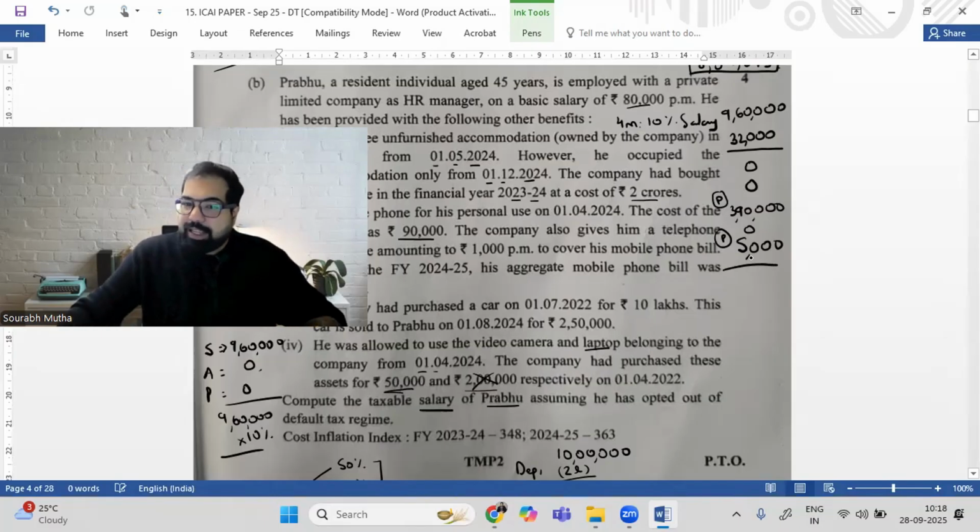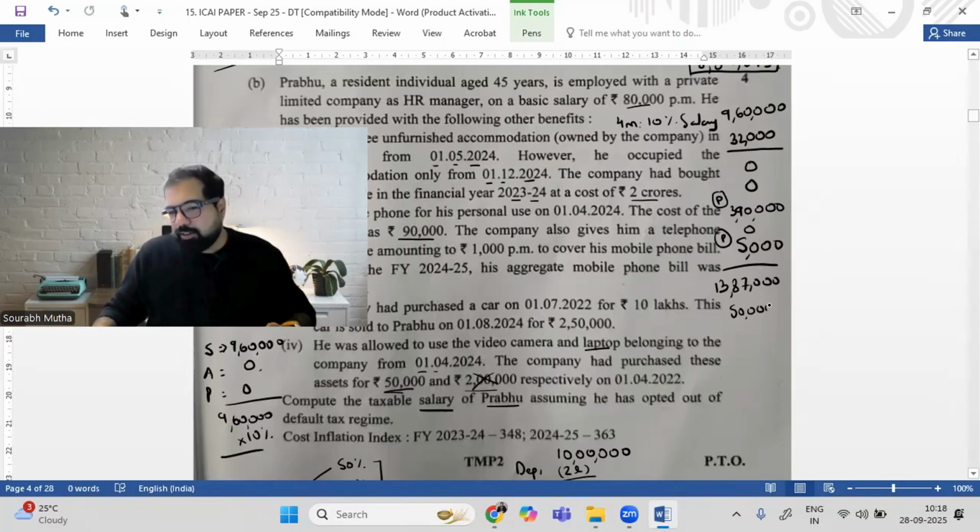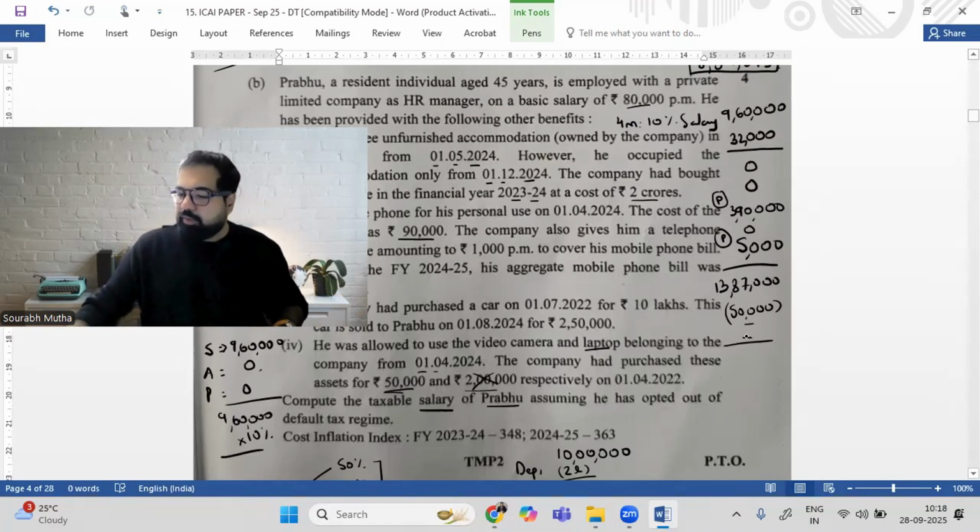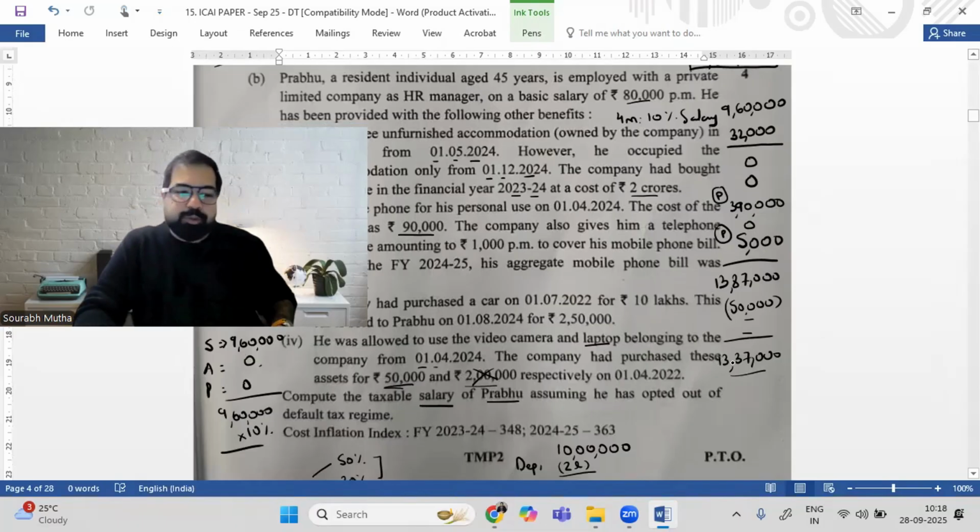Let's total it up. 9,60,000 plus 32,000 plus 3,90,000 plus 5,000. So amount is 13,87,000. There are three deductions called SEP. Standard deduction, yes, there is a 50,000 standard deduction. Entertainment allowance deduction we will not get because it is given only to government employees and those who get entertainment allowance. That is not the case here. And there is no professional tax. So 13,87,000 minus 50,000 is 13,37,000. This is your sweet answer to get 4 marks from Lord Prabhu.